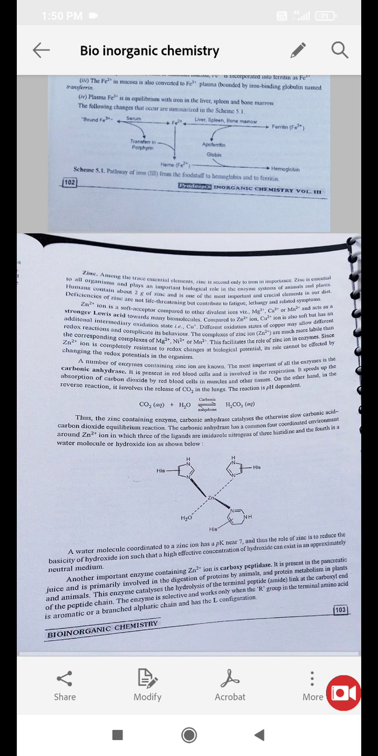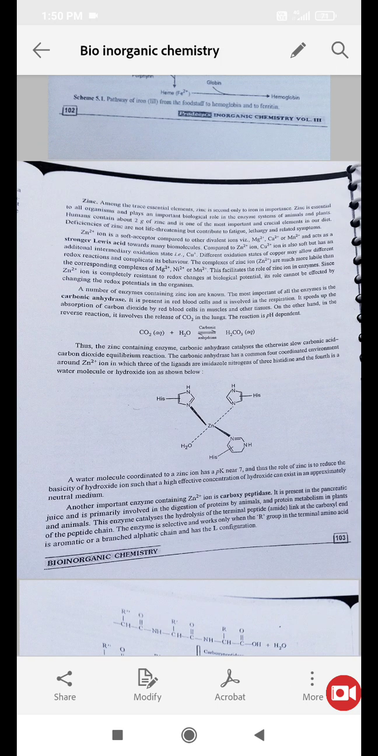Zinc. Among the trace essential elements, zinc is second only to iron in importance. Zinc is essential to all organisms and plays an important biological role in the enzyme systems of animals and plants. Humans contain about 2 grams of zinc, and it is one of the most important and critical elements in our diet. Deficiencies of zinc are not life-threatening but contribute to fatigue, lethargy, and related symptoms.